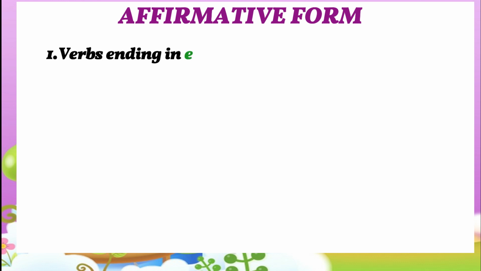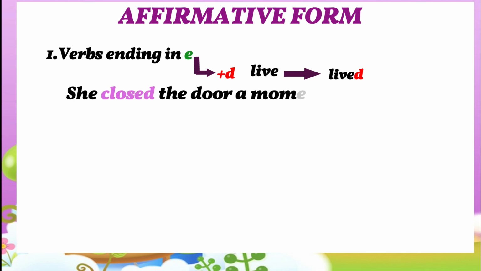Form again. The form of regular verbs in the affirmative, we have some changes, as I told you, some slight changes to remember. 1. Now for verbs ending in E, we just add D. Like in this verb, live, there is E at the end, we just say lived and we add D. Look at this example, and I will use another verb here, close, which is the same, so it ends in E. She closed the door a moment ago.